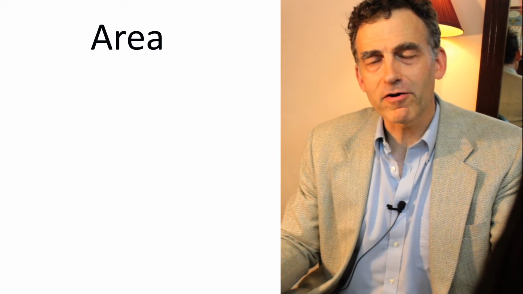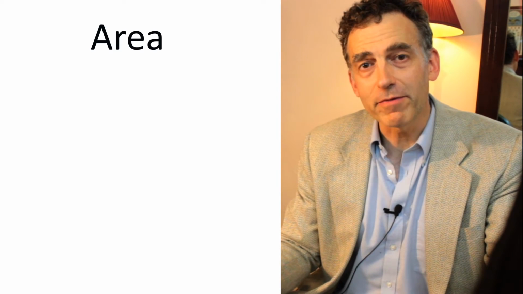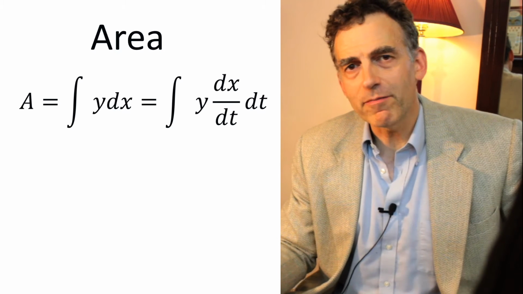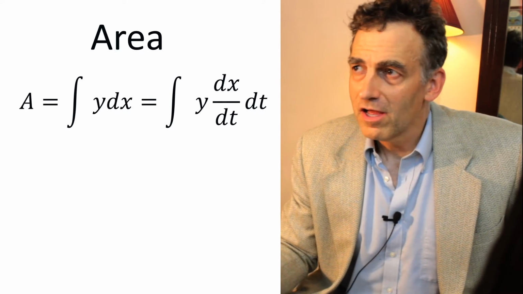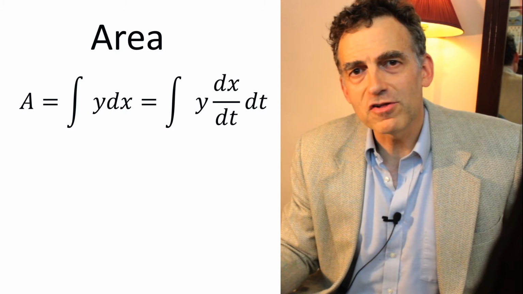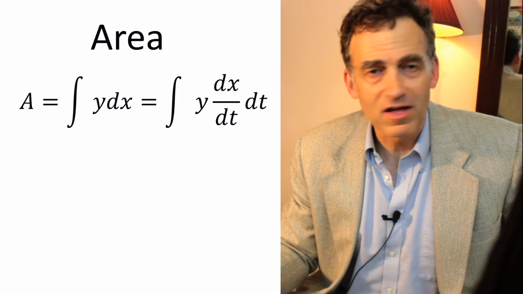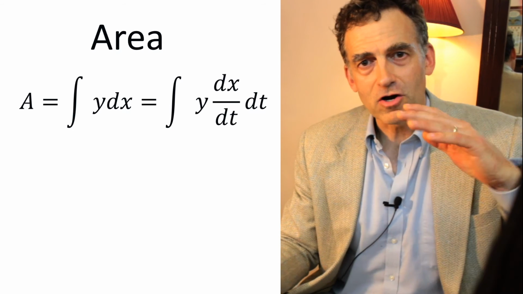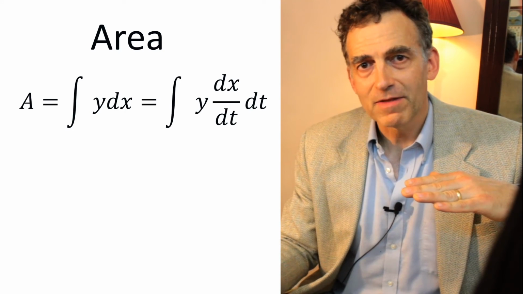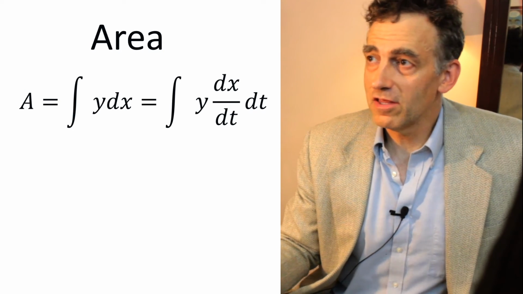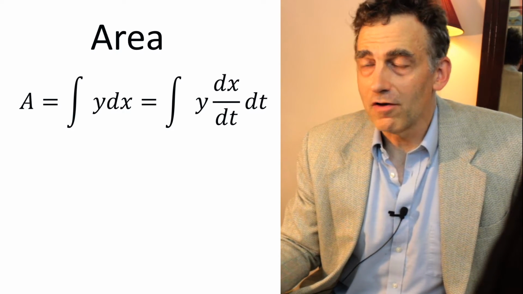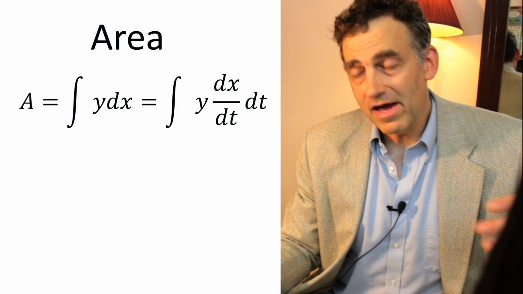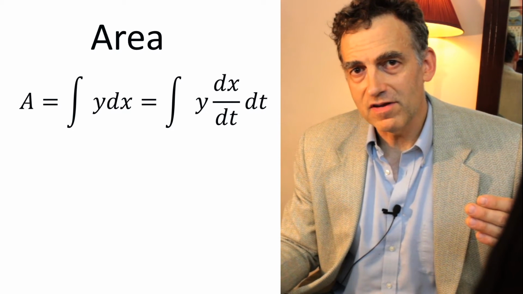Area in parametric curves. You're familiar with the area formula from Calculus 1, and we just have to make a slight modification to this area formula, as you can see here. The area formula from Calc 1 is just the integral of y dx. That's the area between a curve and the x-axis. And so here you can see that the area formula in parametric curves is just the integral of y times dx over dt times dt.